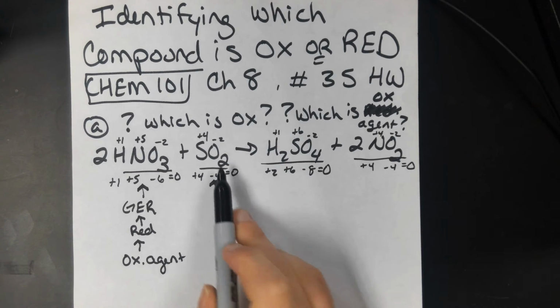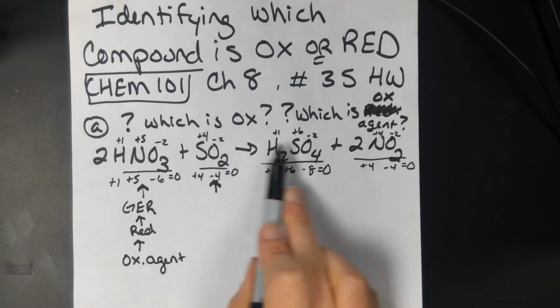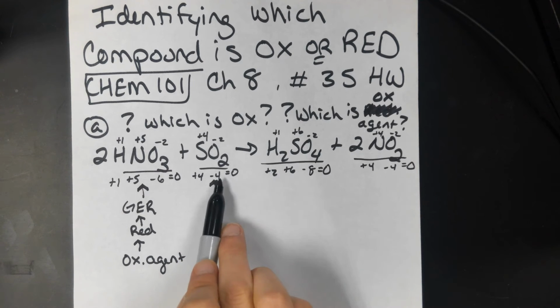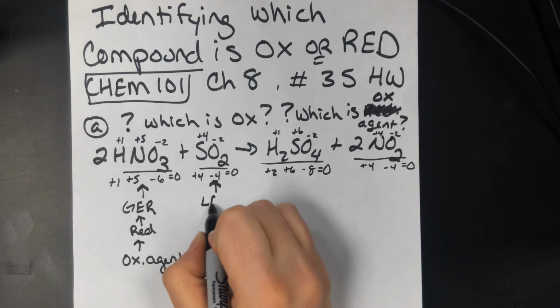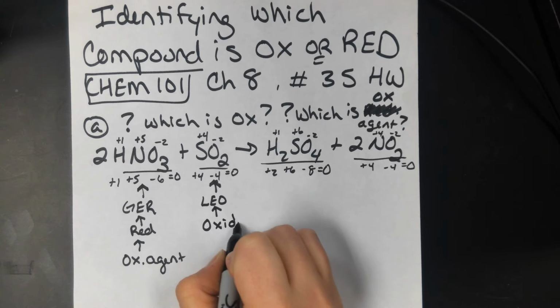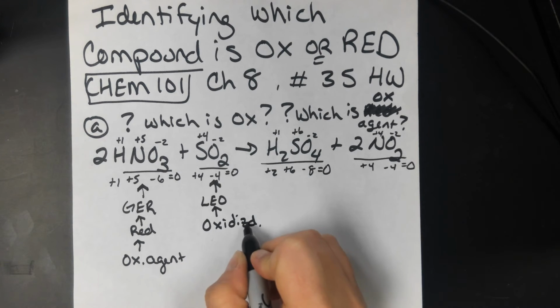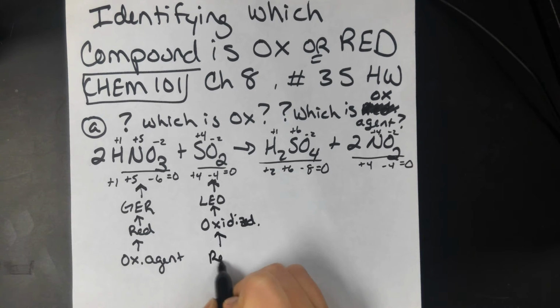Now in this situation, sulfur goes from +4 to +6. Do you gain or lose electrons to become more positive? You have to lose electrons. So you lose electrons, so it is oxidized. If you're oxidized, you are the reducing agent.